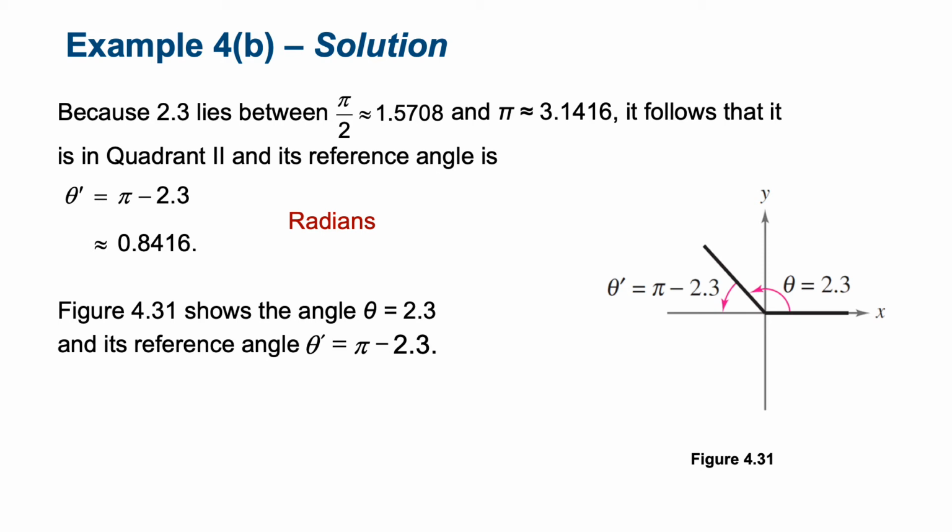So you just take pi minus 2.3, and then you approximate that, and it's approximately 0.8416. That's this picture here in figure 4.31. You can see here that theta is 2.3, goes all the way to quadrant 2, and then to find theta prime, you just take pi and subtract the 2.3.